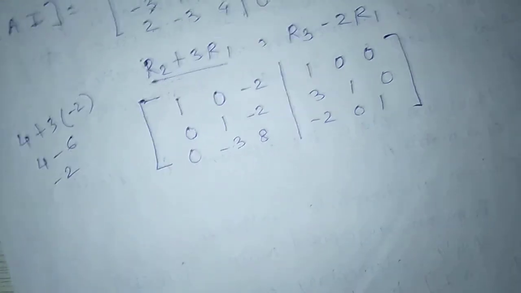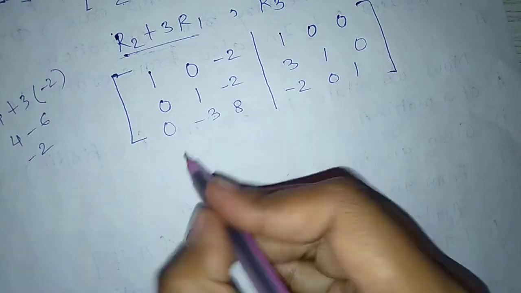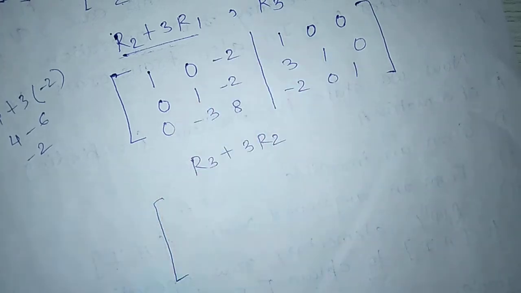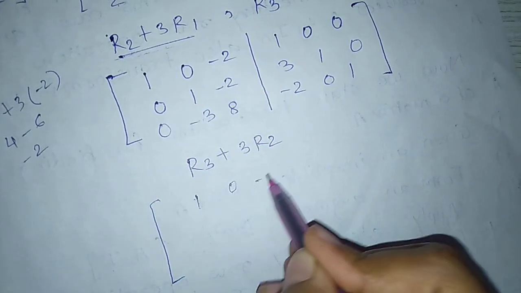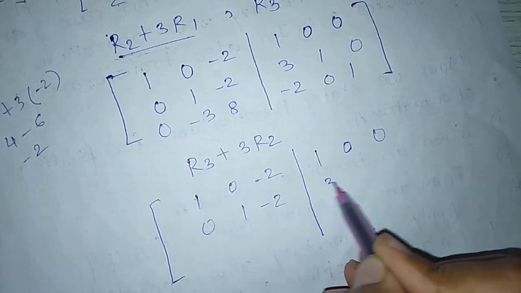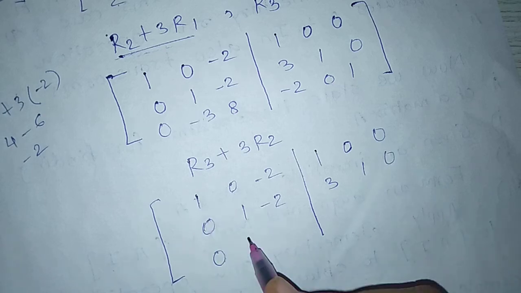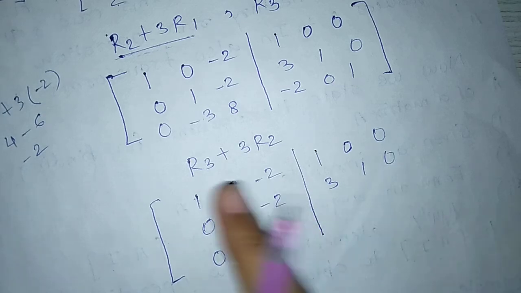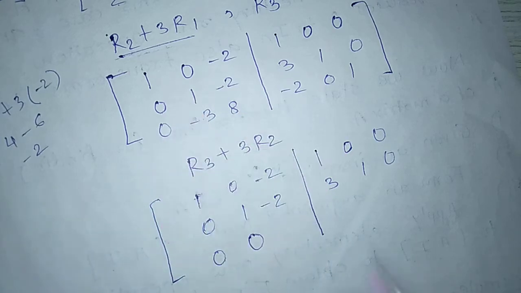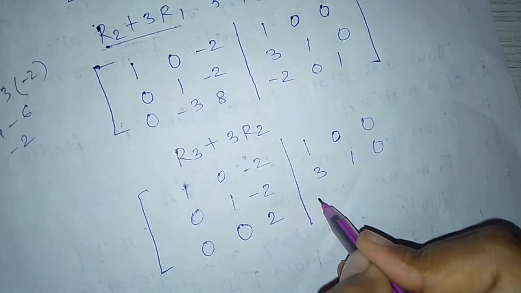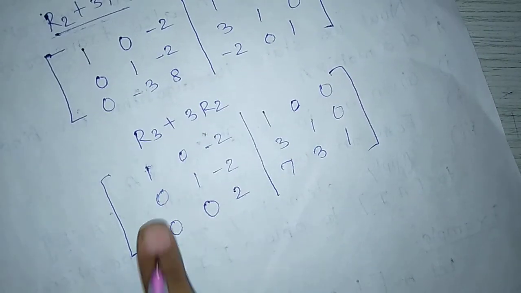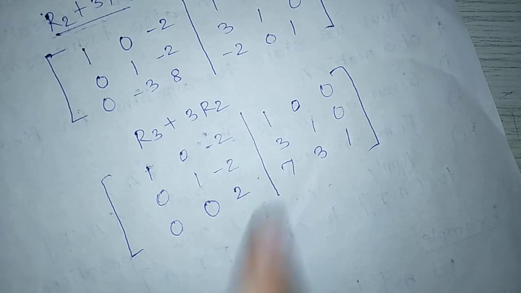Now apply row operations on this matrix: R3 plus 3R2. Then the third row becomes, with the first two rows as they are, 1 0 minus 2 1 0 0, 0 1 minus 2 3 1 0 0. We get 0 here because minus 3 plus 3 into 1 is 3, minus 3 plus 3 into 0. Similarly, we get 1 0 0 1 0 minus 2 2.